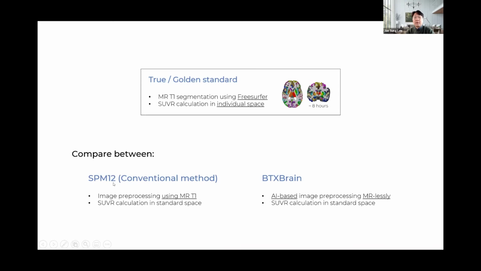For the SPM 12 processing, we need the MRI as well as the PET, and the SUVR is calculated in the standard space. But BTXBrain is AI based image processing with no need for MRI, as I told you, and the SUVR is also calculated in the standard space.